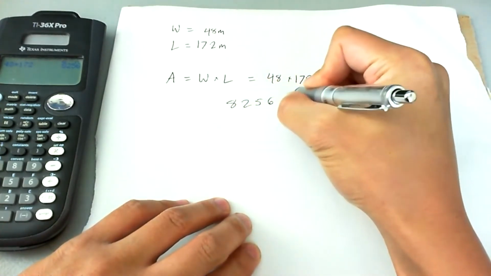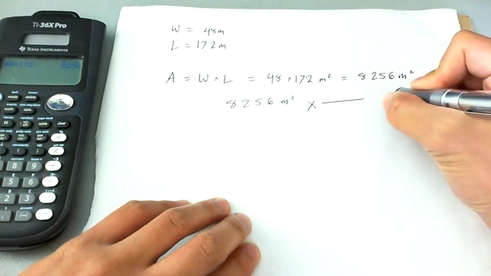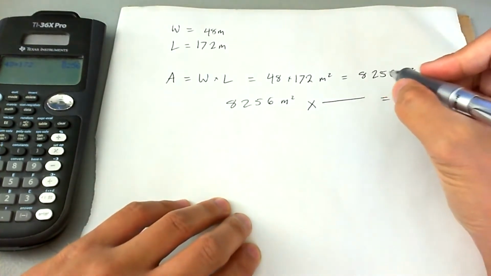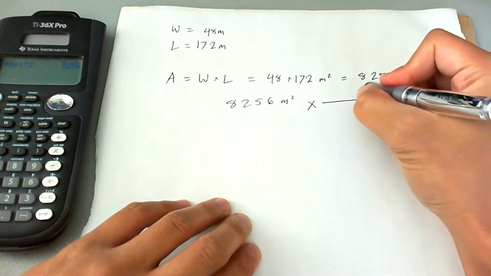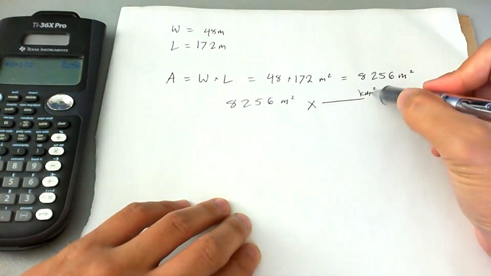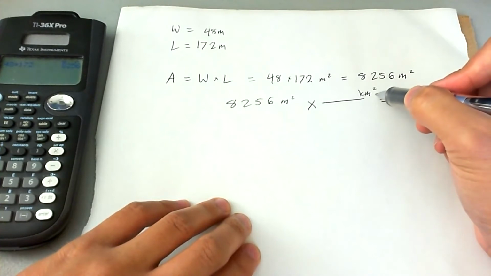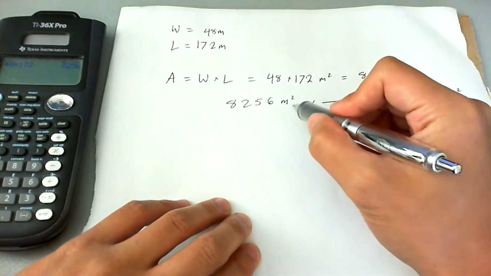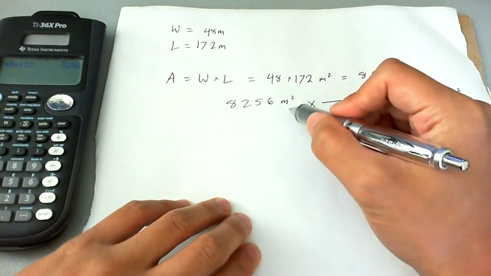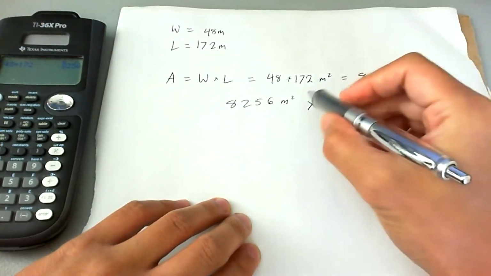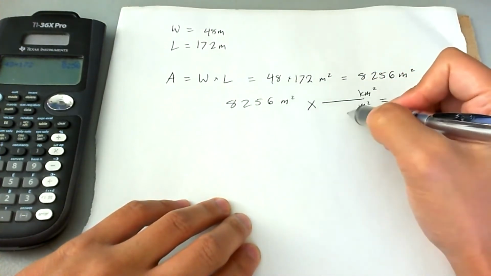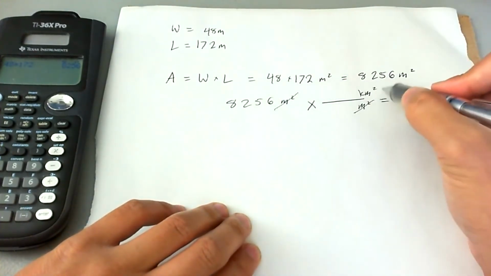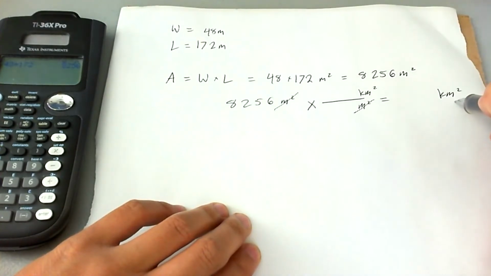8,256 meters squared. You're going to have to multiply it by something in order to get an answer in kilometers squared. So therefore you need a conversion ratio from meter squared to kilometer squared. You're always going to put the desired units on the opposite side of the division sign from the units you already have, so the units you're trying to get rid of cancel out. So these meters are going to cancel out, leaving only the kilometers at the end when you do the calculation.